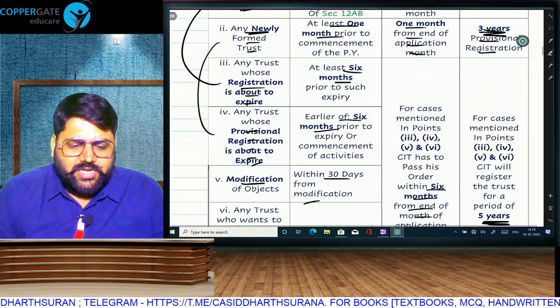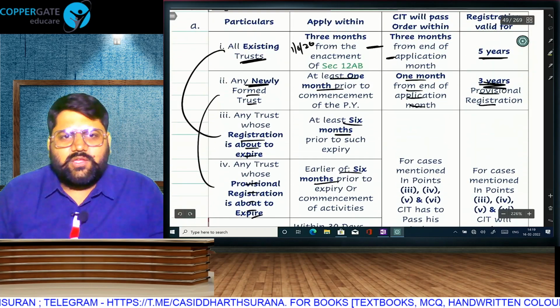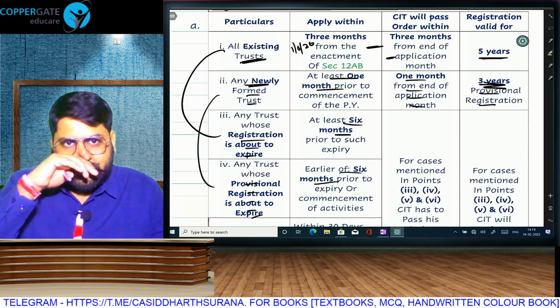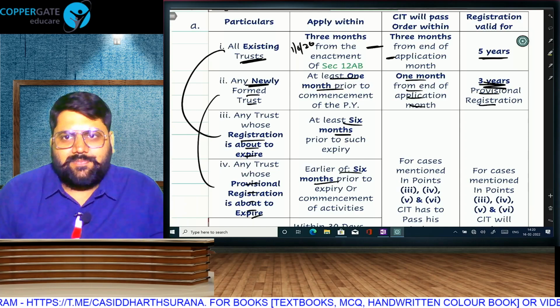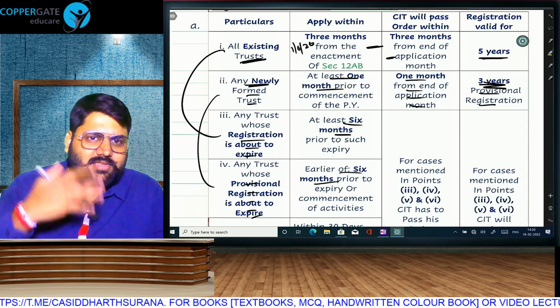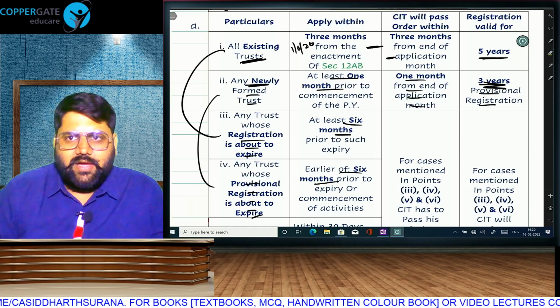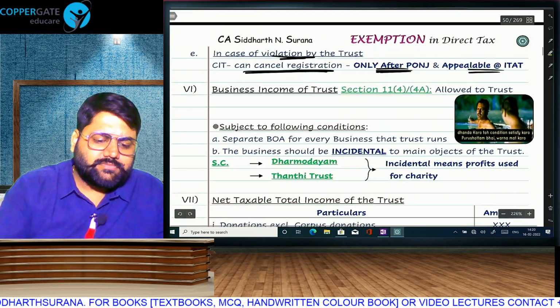The only thing that has changed is the whole scenario of expiry of registration and then again applying, expiry and then again applying. 5 years. Only provisional will be 3 years. All the other registrations will have validity of 5 years.